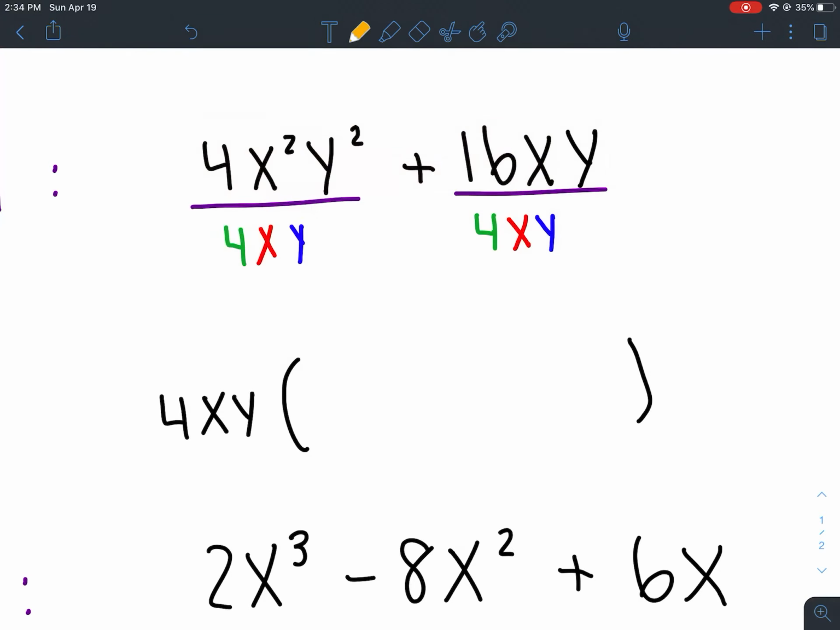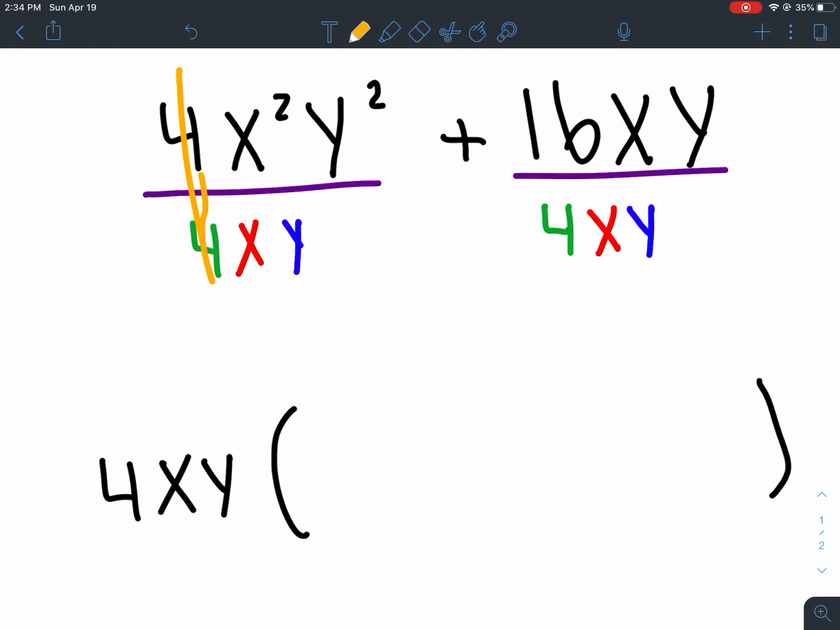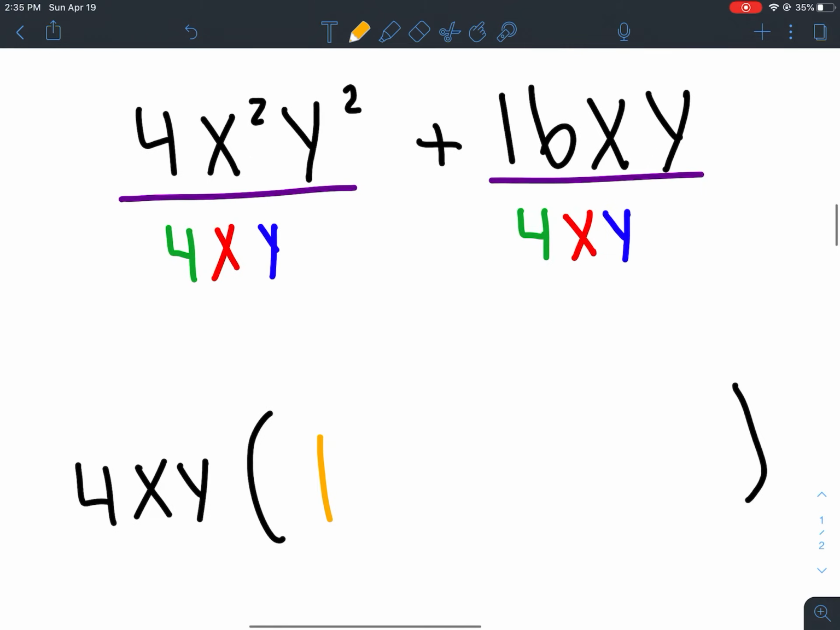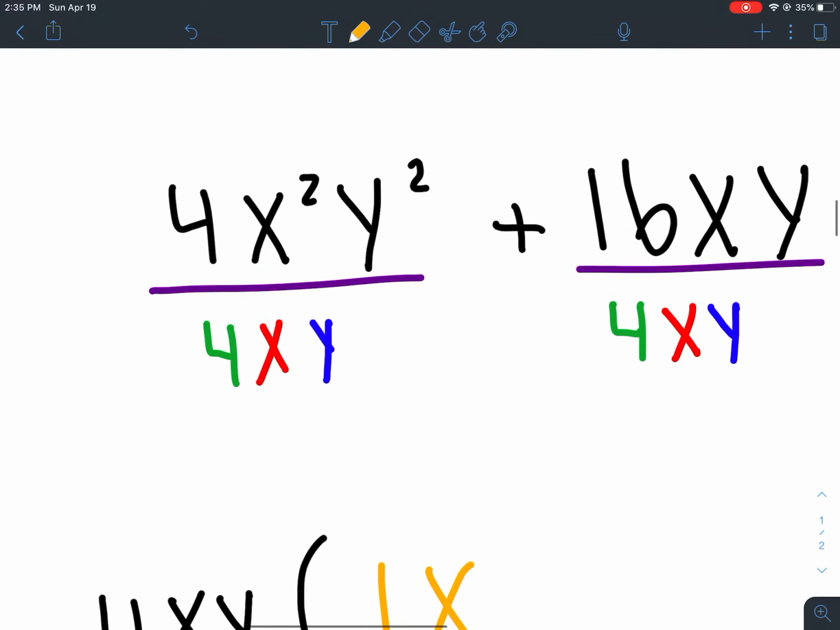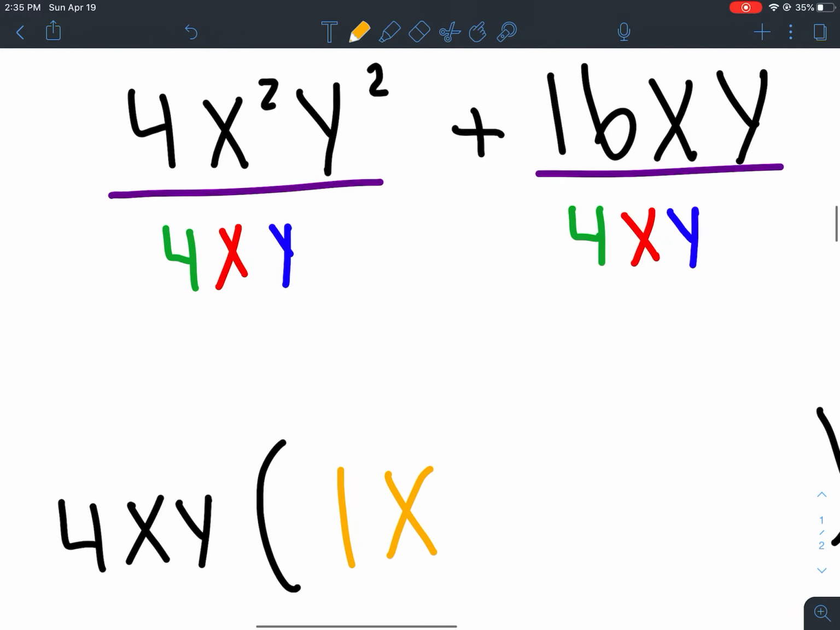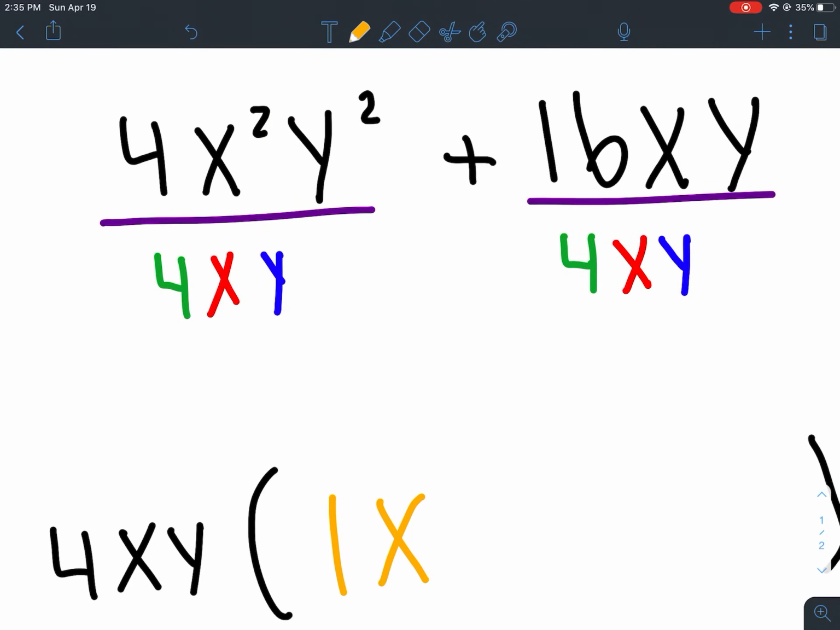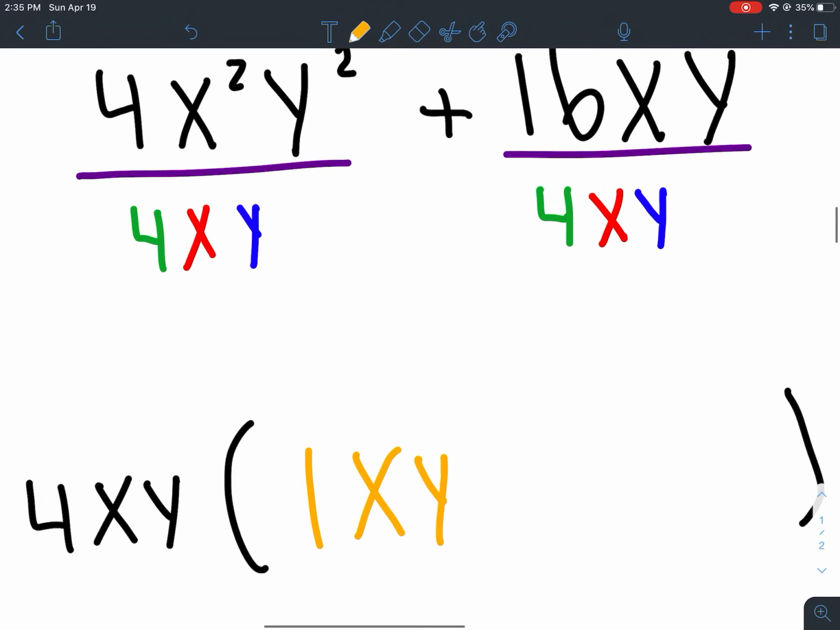So we're going to go ahead and divide. 4 divided by 4, right here, what does that equal? It equals 1, right? 4 divided by 4 is 1. x squared divided by x is just x. You can think about it like subtraction as well. If I have 2 y's in the top and I have 1 y in the bottom and I take that away, I only have 1 y left.